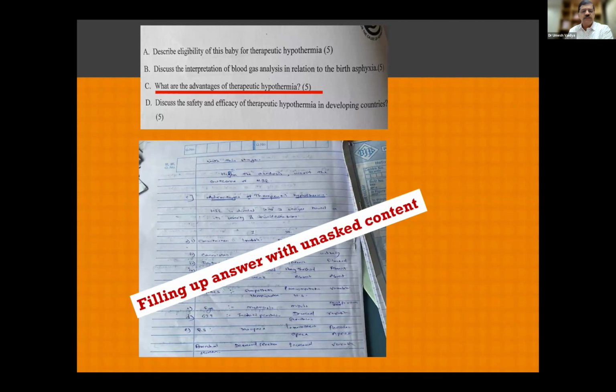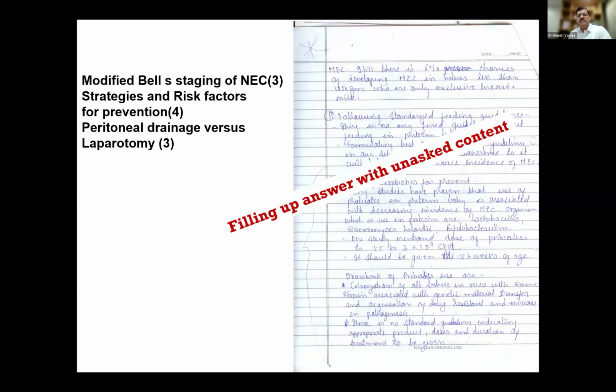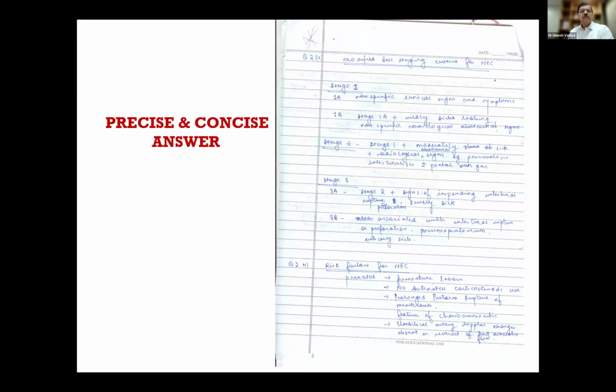We should be able to see that you've written to the point. In this particular thing, you can see another question that we have asked: modified Bell staging, strategies and risk factors for NEC prevention, peritoneal drainage versus laparotomy. And this person has written everything about probiotics. On the right, he has written what probiotics are, what the drawbacks are, what the uses of probiotics are. Your question actually is not related to probiotics. Again, you are filling up the answer with something that has not been asked at all by the examiner.